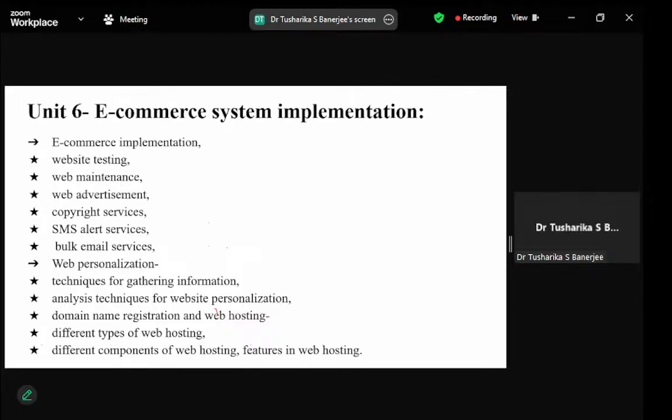You have studied, I mean, all of us are using website testing, website maintenance, web advertisement. सबको पता है, ये first time हम नहीं सुन रहे हैं. Copyright services, SMS alert services, you incorporate all this in IA2. Bulk email services, with one click, there is a Excel sheet which you are creating when you make that website. And with that Excel sheet, जैसे Facebook ads का एक feature आता है, उस एड फीचर को जब आपने यूज करना शुरू किया, but you have to be careful.